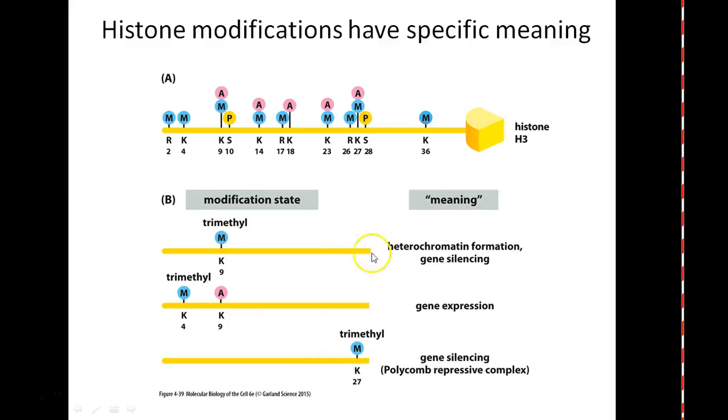And for example, this modification is trimethyl, so we have 3 methyl groups placed on the lysine K27, and this encodes a message for gene silencing. So when we have this modification around the particular gene, this sends a message for silencing of this region and silencing of the gene expression.